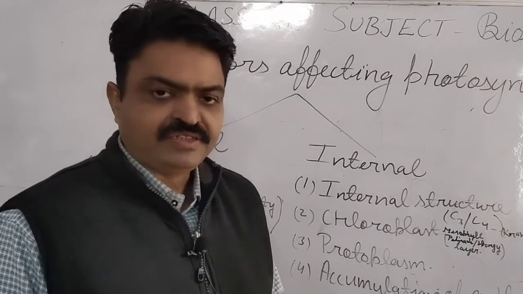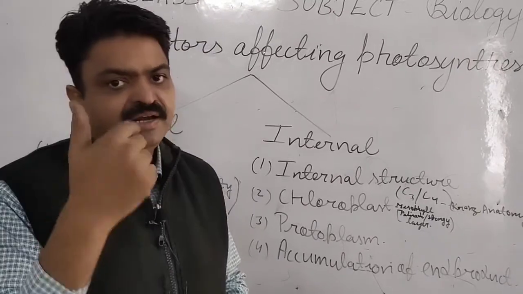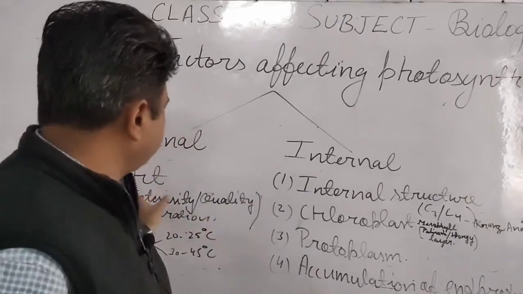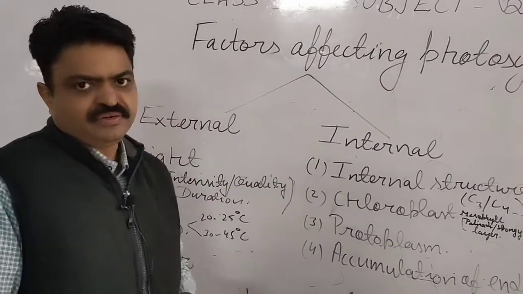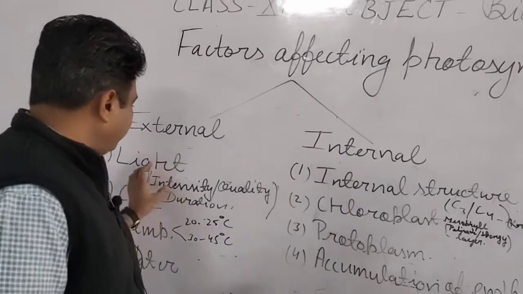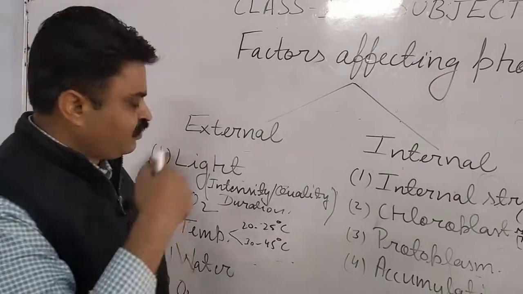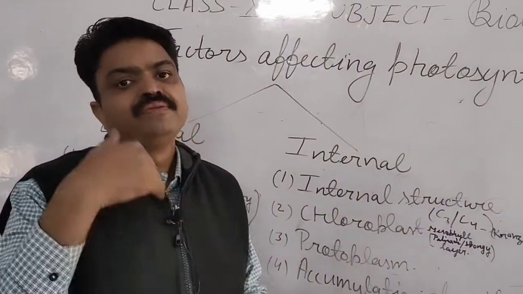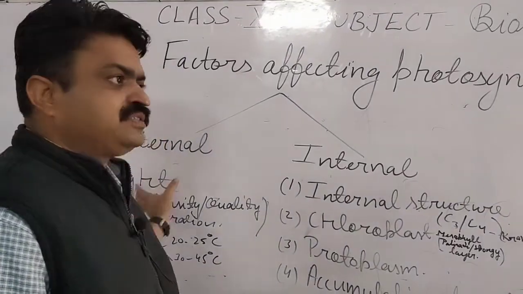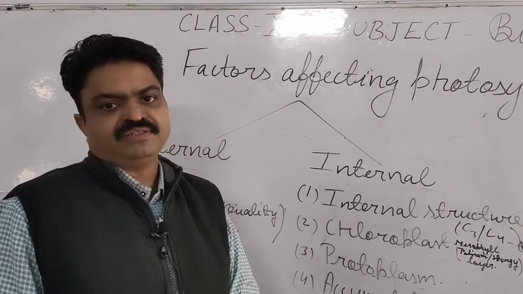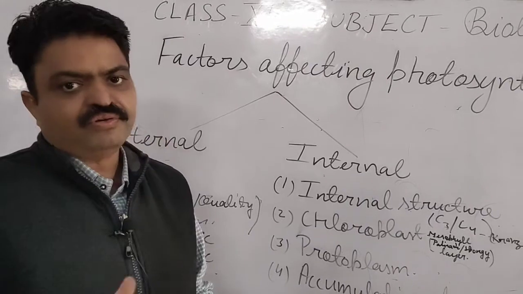Photo means light, student. Synthesis means to make. That's why photosynthesis directly depends on the light, and it depends on the intensity, quality and the duration of the light. If we provide good intensity and more duration of the light to the plant, then they have more photosynthesis. So we can say that the light is directly proportional to the photosynthesis. If we give more light to the plants, then they will have more photosynthesis.